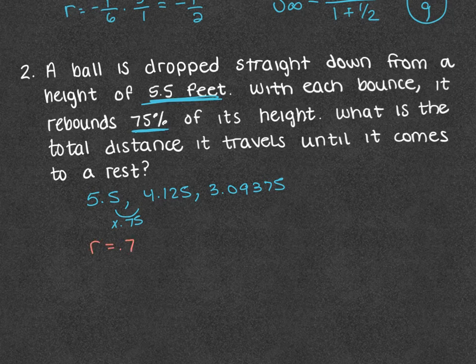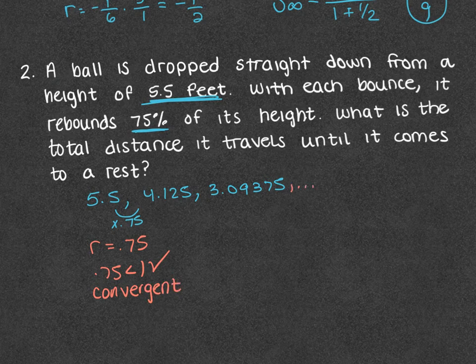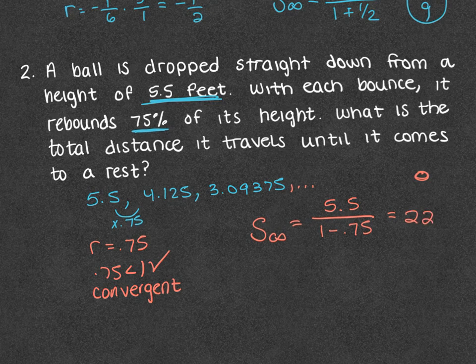So our common ratio is actually given to us. So our ratio is 0.75, and 0.75 is less than 1, so this is a convergent series, which means that I can find the sum. So we're looking for when this ball ends up coming to a rest, so basically when it gets to 0. So we're going to use our formula, which is U1 over 1 minus 0.75, and that comes out to 22. So the total distance it's going to go is 22 feet before it comes to a rest.